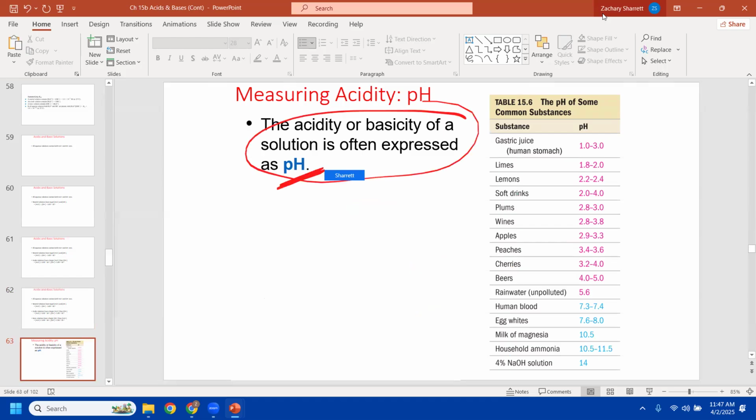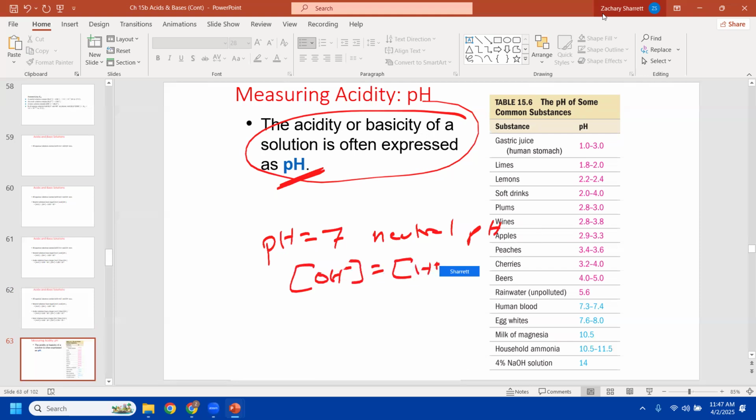Who can tell me the different pH ranges for acids and bases? Anybody know? So pH equal to 7 is what we call a neutral pH, meaning that the concentration of OH minus is equal to the concentration of H plus.